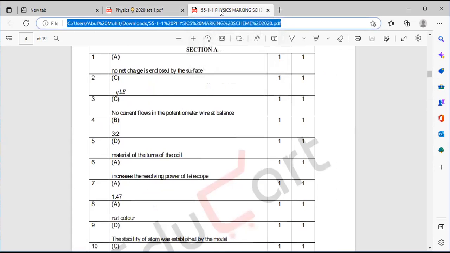Red deviates less and blue deviates more. Okay, that's the thing. So it is the right answer.